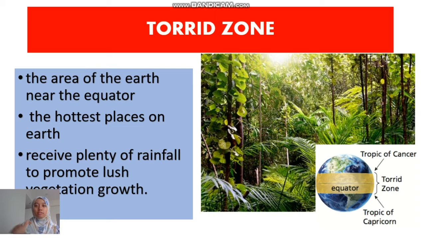So the first one is the Torrid Zone. The Torrid Zone is the area which is closest to the equator. This area will get a lot of sunlight, so it is a very hot place on Earth. Okay? And it has plenty of rainfall and promotes large vegetation growth.